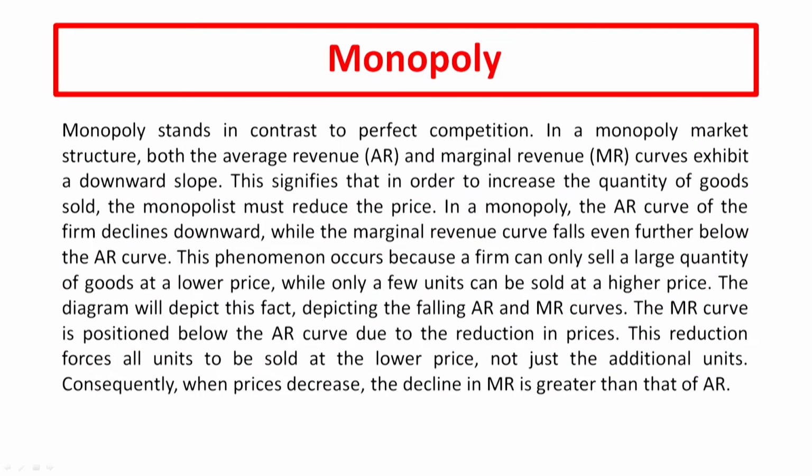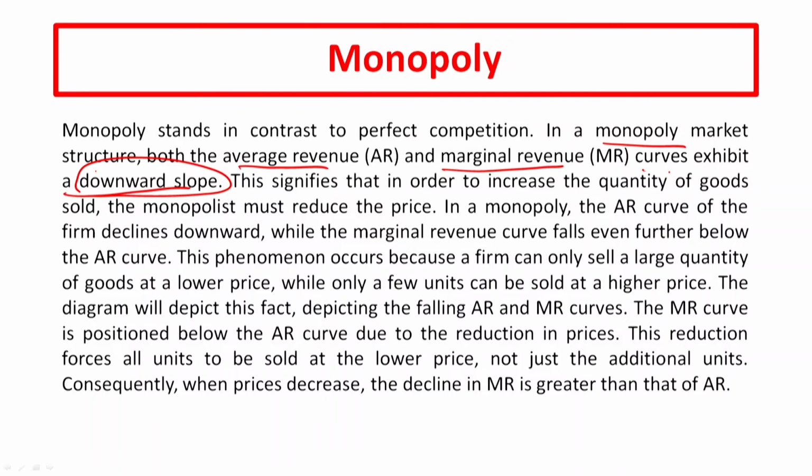Moving ahead, now we will be talking about the monopoly. The monopoly stands in contrast to perfect competition. In a monopoly market structure, both the average revenue and marginal revenue curves exhibit a downward slope, which needs to be remembered by you, that both the average revenue and marginal revenue curves will have a downward slope, which I will be showing you in the diagram.